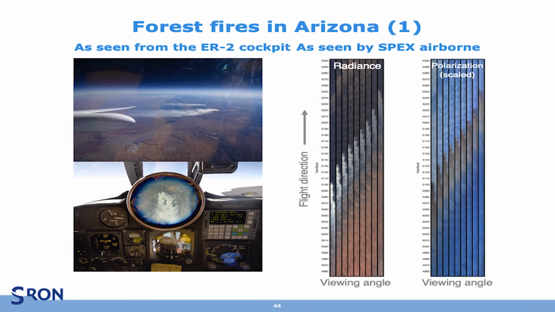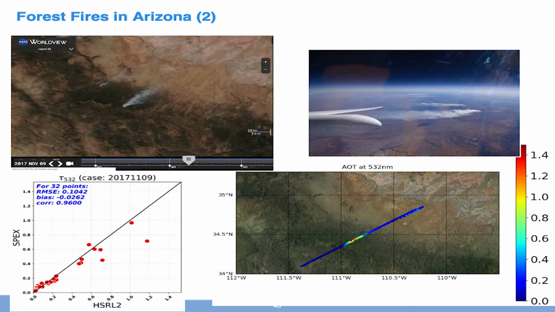And then forest fires in Arizona, there are some nice results that Vanderlei and Lorraine's group have got on doing remote sensing of the forest fires. This is just showing the SPEX results against HSRL2. This was a fire over the Grand Canyon, which was pretty spectacular. These pictures were taken by the pilot from the ER-2 at 20 kilometers altitude.